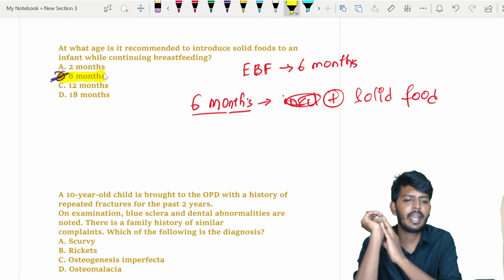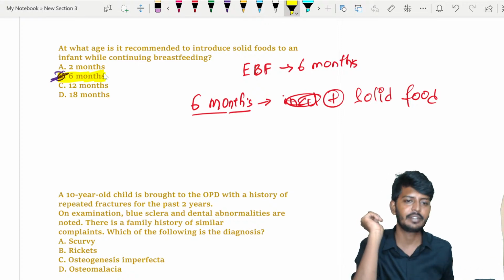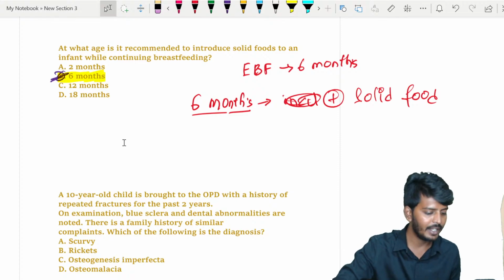Okay, let's go. So what is the answer? 6 months. Very good answer. That is your 6 months. Let's go to the next question. What is the next question?